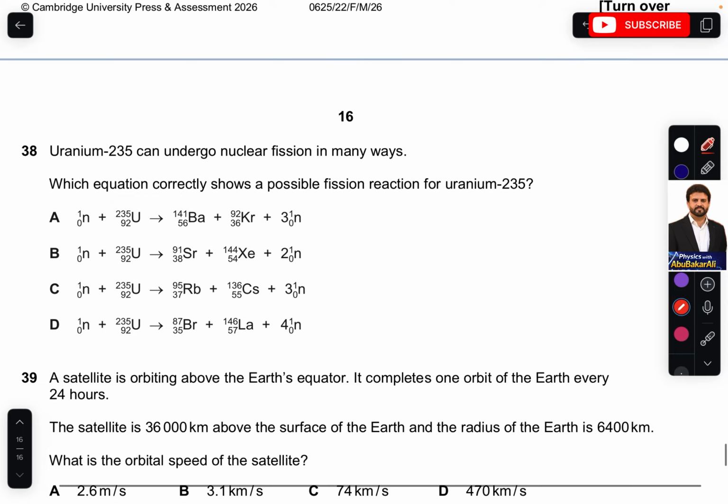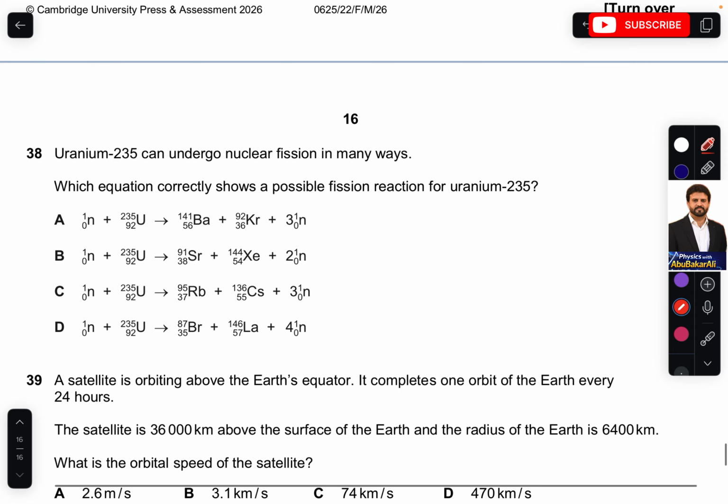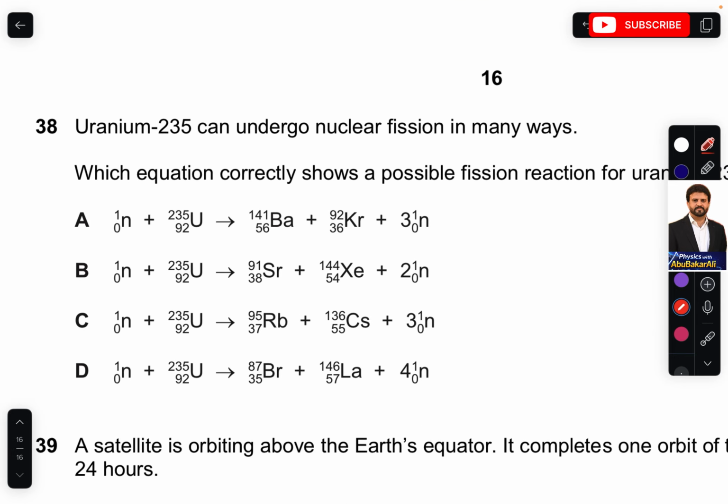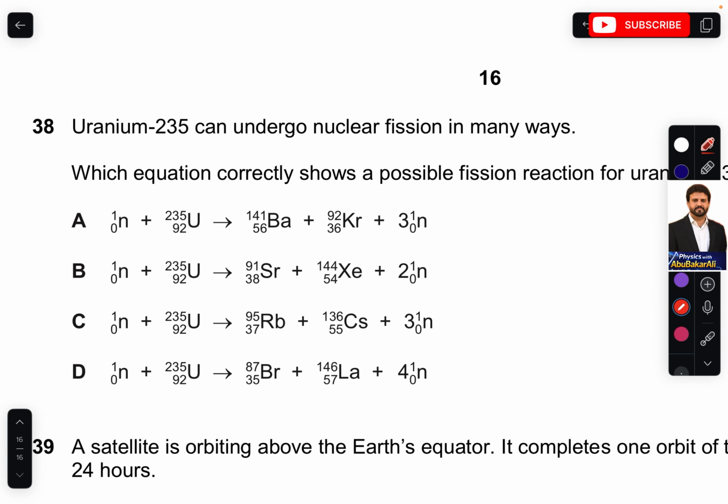In question 38, uranium-235 can undergo nuclear fission in many ways. Which equation correctly shows a possible fission reaction for the uranium? Okay, how can we check the equation is correct or not? By checking the balancing. Let's start from the masses. If you see the mass is 1 here plus the mass is 235 here. So this is 236. Okay, the same here. Sorry, this is also 236.